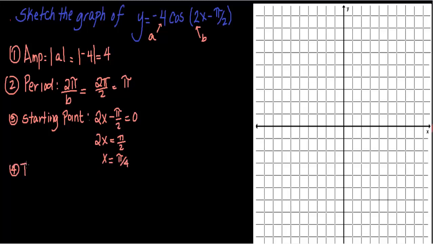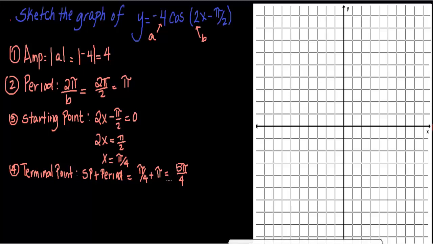Now we find our terminal point, which is where the cycle ends. The terminal point will be your starting point plus your period, which is pi fourths plus pi, and that gives you 5 pi fourths. That's where it's going to end. Okay? And we're set. We can start graphing.